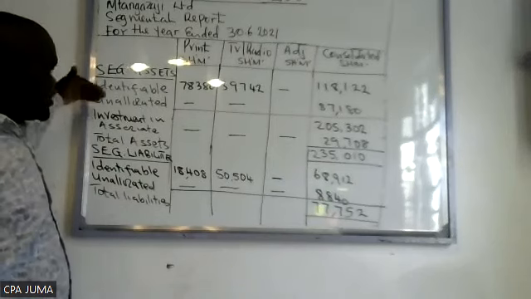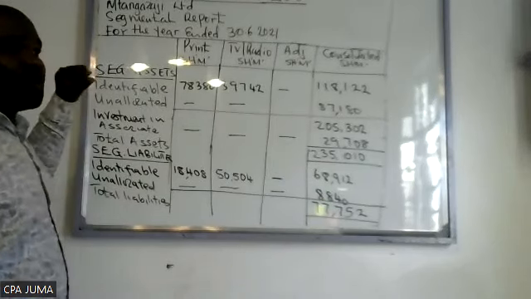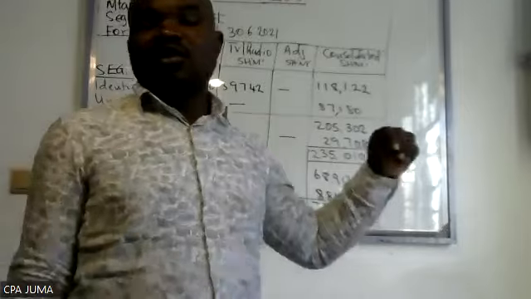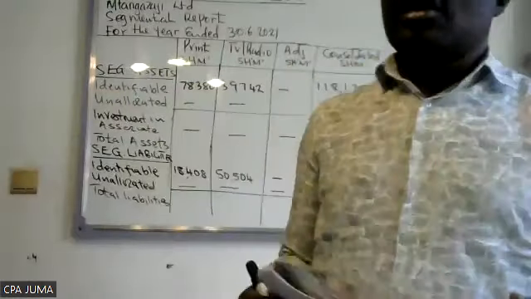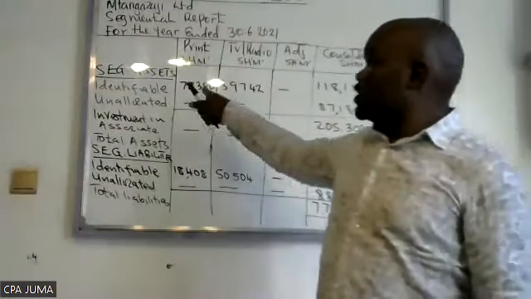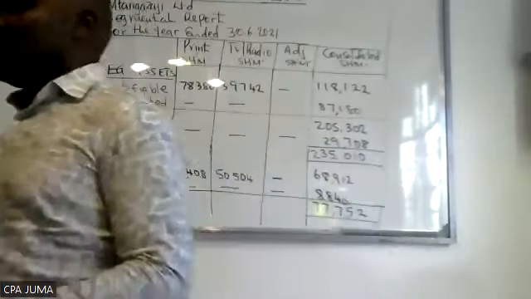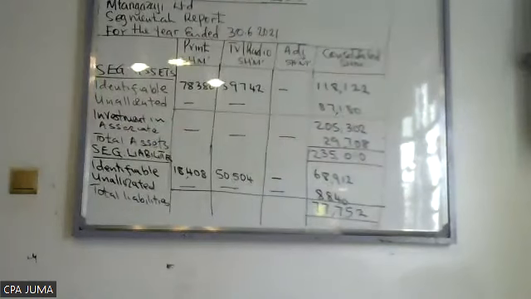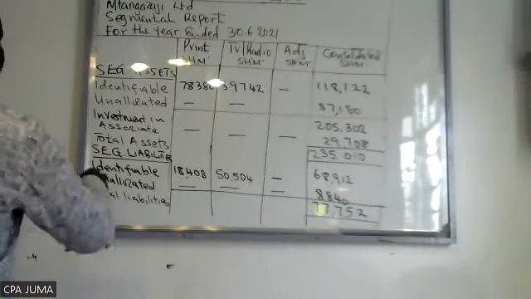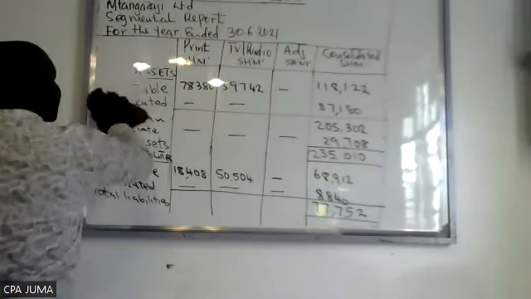So segment assets, segment liabilities. You go to non-cash expenses. That must be disclosed separately. So you proceed down there. I'm deleting this. Non-cash expenses.